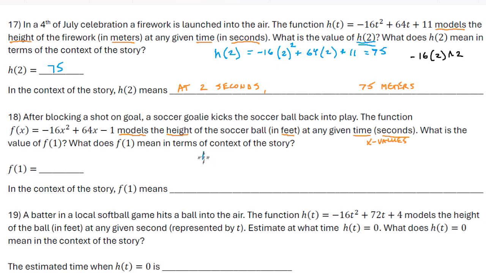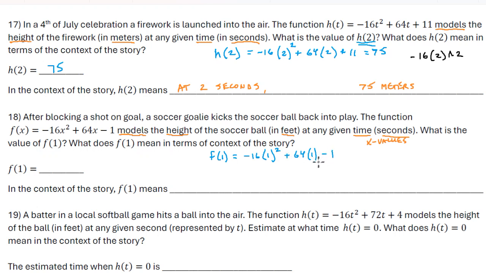We've got f of 1 equals, let's plug that 1 into our equation. We've got negative 16 times 1 squared plus 64 times 1 minus 1. Again, as we covered in question number 17, since you put your variable in parentheses when you plugged it in, you can actually type this very same equation in your calculator.